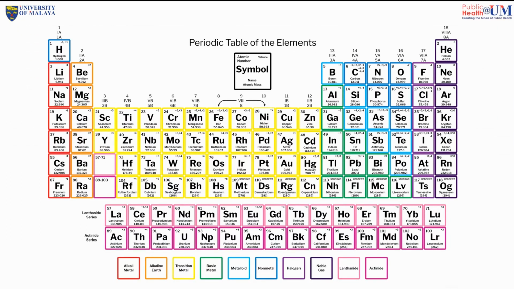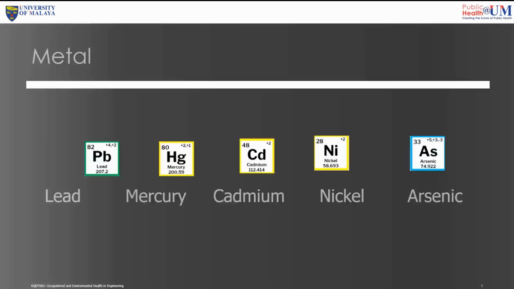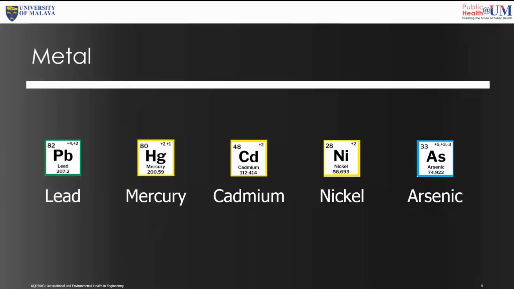So today, the metals we're going to be focusing on are lead, mercury, cadmium, nickel, and arsenic. These are some of the common metals and or metalloids that are used in the industry, and some of them are a main cause of occupation-related diseases or issues. Some of them also focus on environmental health issues. So it's important for us to look at it from two perspectives: environmental and occupational health issues.